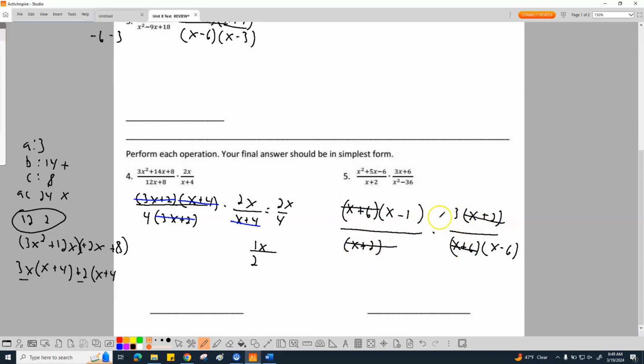So what I'm left with is on the very top, I have 3 times x minus 1, and I'm just going to leave it like that. And on the bottom, I have x minus 6. So that becomes how you do this entire thing.